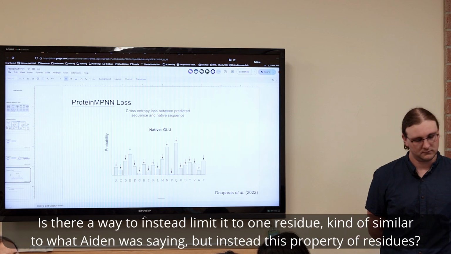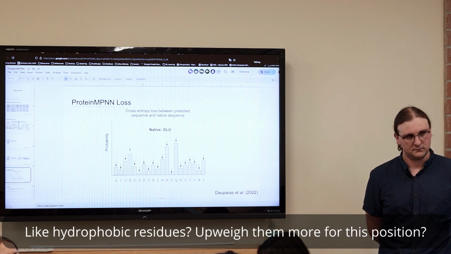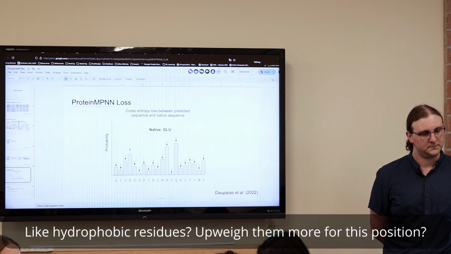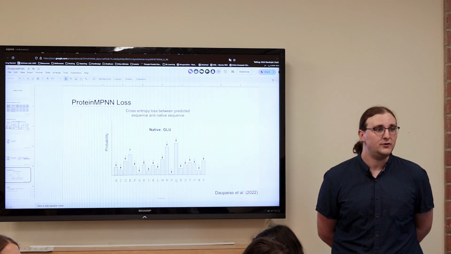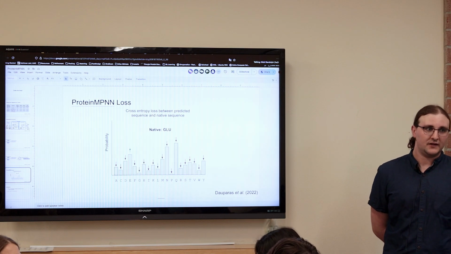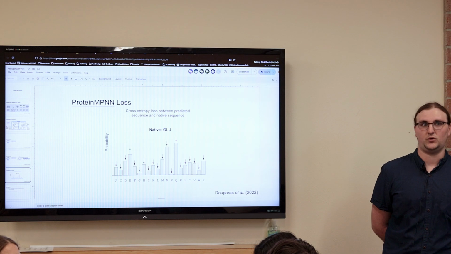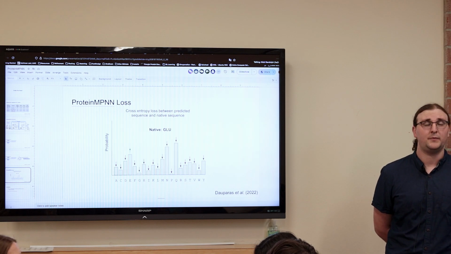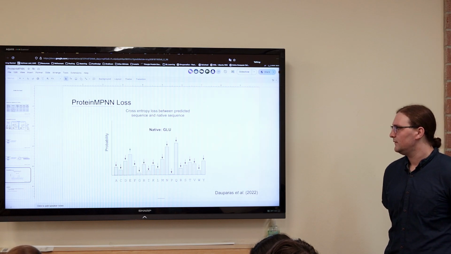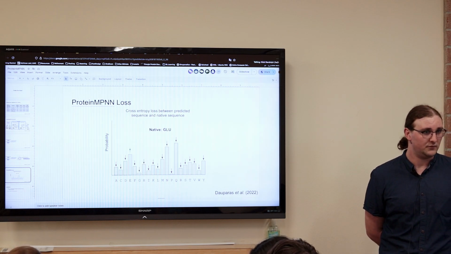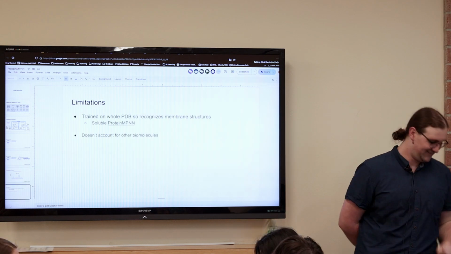Is there a way to instead limit it to one residue, similar to what Aiden was saying, but using a property of residues, like hydrophobic residues, and weigh them more for this position? So you can do that at inference time. That is a feature that Hustis has implemented. You can bias residues at specific positions towards specific amino acids. Training that may be difficult, but during inference time, it's super easy to do. Just ask.